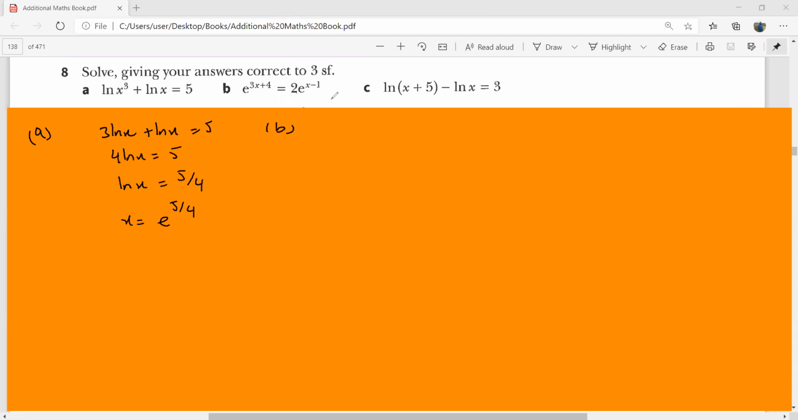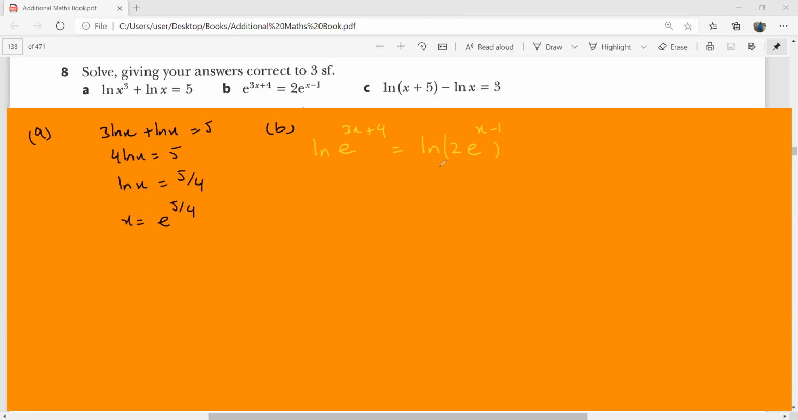Okay? Look at the b part now. The b part says e raised to power 3x plus 4, and then there is 2 e raised to power x minus 1. Okay? There are two ways of doing this. I'll just do it with a simpler one. This is e raised to power 3x plus 4. You apply ln to both the sides. This is ln 2 e raised to power x minus 1.